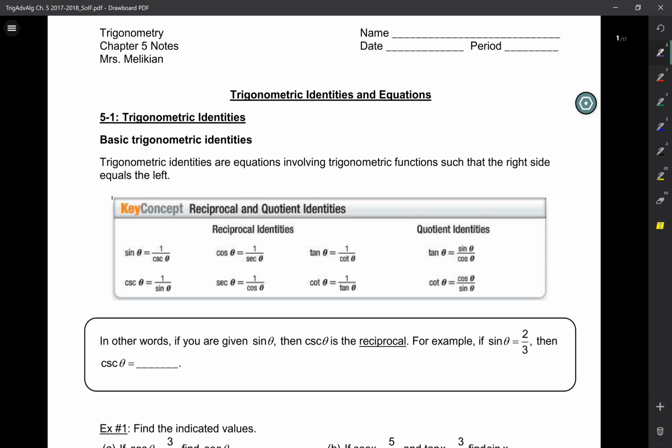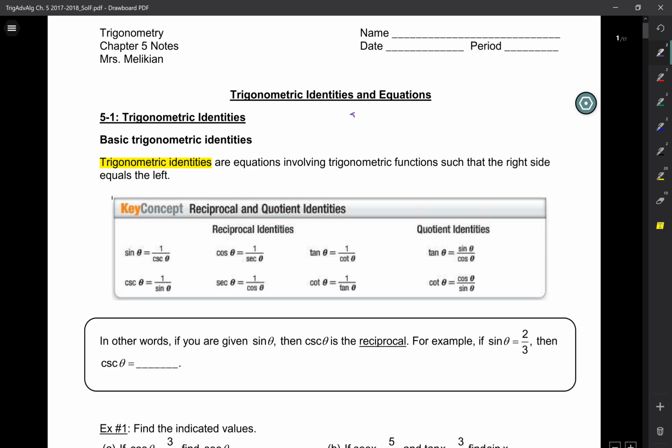So these are trig identities. And basically, what is a trig identity? They're equations that involve trig functions, and basically you set them up so that the left side and the right side are equal to each other. Okay? So back in chapter 4, we learned about sine, cosine, tangent, and so on.